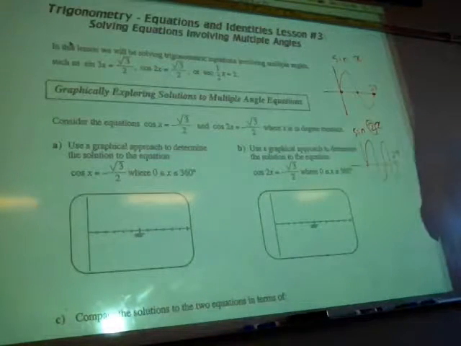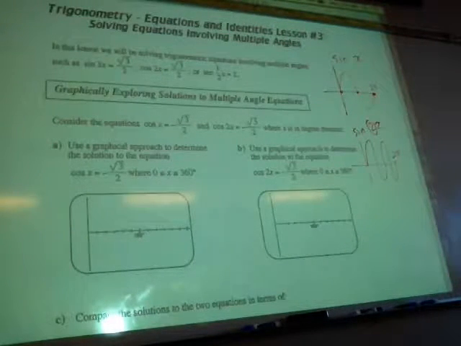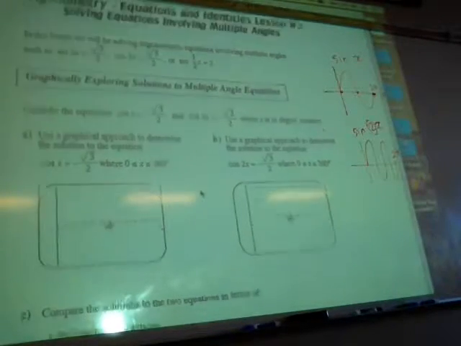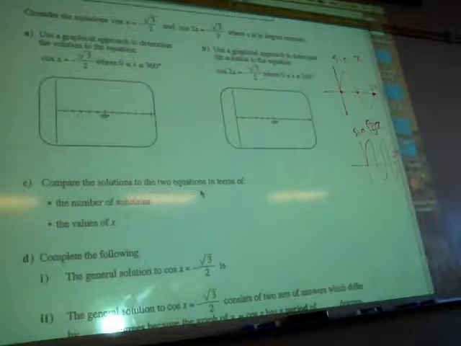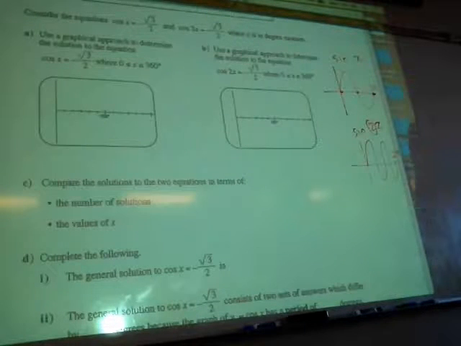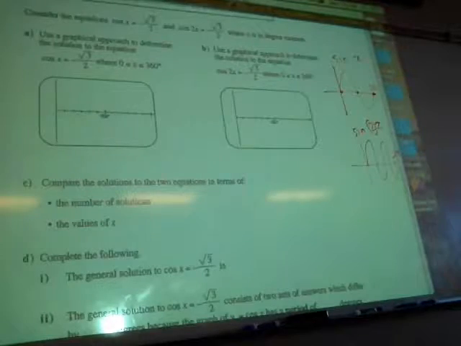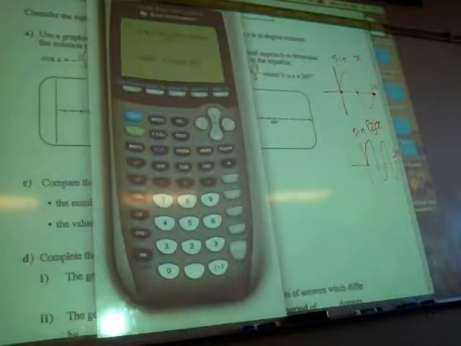You'll visually see using your calculator how that rolls out. Okay, so let's start with cosine x equals negative root 3 over 2. Last week we learned two methods for solving graphically, the intersection method and the x-intercept method. Let's just use the intersection method. Okay, so you just need to graph.